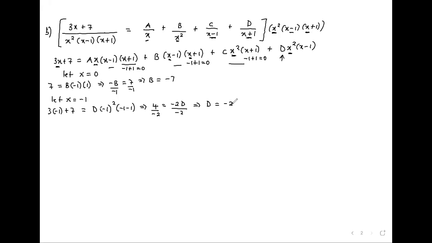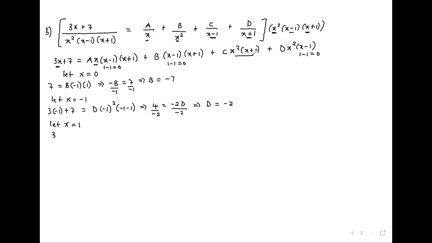What else? We go back and let x to be equal to 1 now. Because we know that when x is 1, there will be 1 minus 1 here, which is 0. There will be 1 minus 1 here, which is 0. There will be 1 minus 1 here, which is 0. And this one won't be 0.